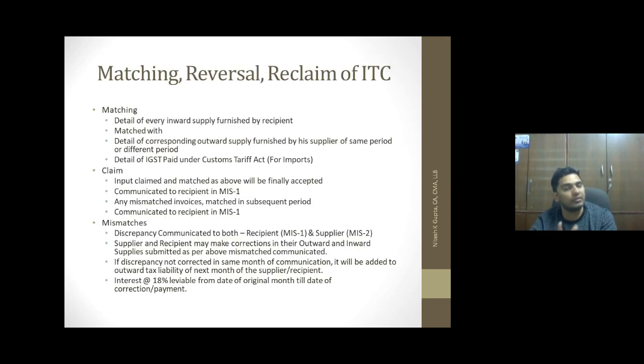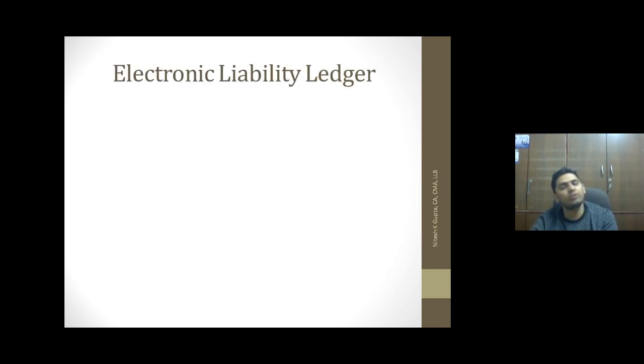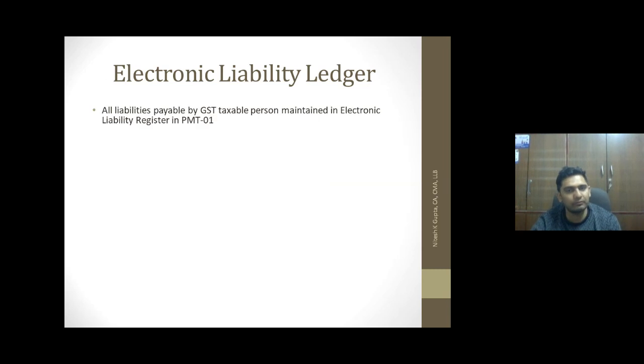Now, talk about the matching claim reversal of ITC. There are three registers under GST: liability register, cash register and credit register. These ledgers are maintained online and available in the login ID and password credentials of every assessee, every person. Whatever liability is payable by a person will be recorded in the electronic liability ledger, which is in PMT 01. All amounts payable by him are debited into this ledger.